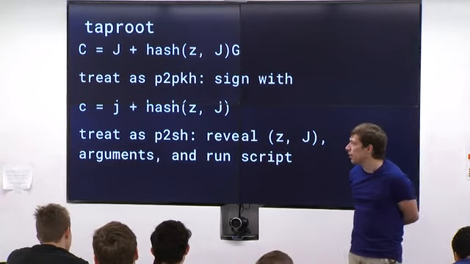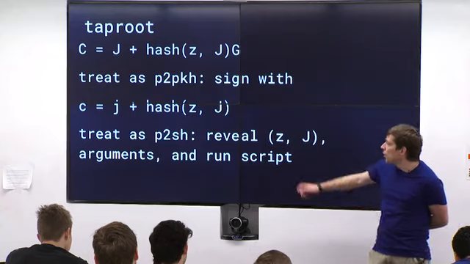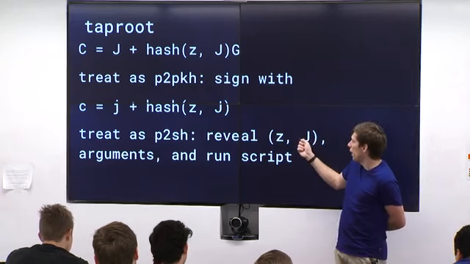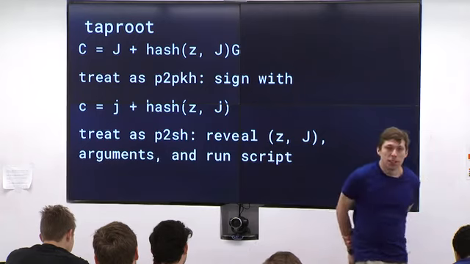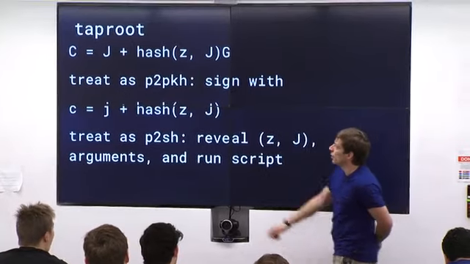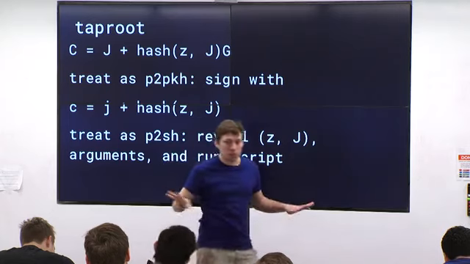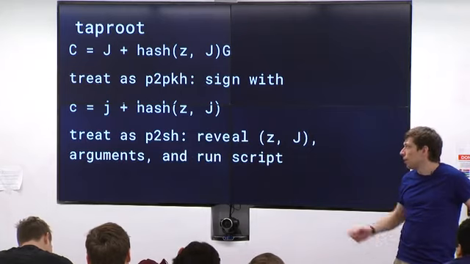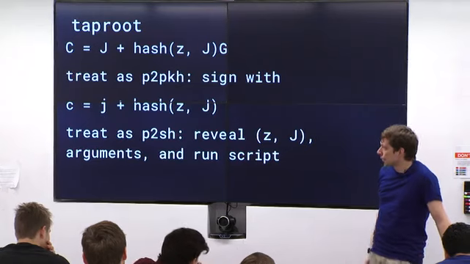Nobody has to know that I did this. However, if I want to make it into a pay to script hash, I reveal the script Z and the pub key J, and then I put some arguments on and then run the script. So if I don't want to show that there was a script, I don't have to. I just sign with the private key, and nobody knows that there was a script at all. And maybe if everyone's using this, 80% of the time, that's what happens. Maybe there was a script in there, maybe there wasn't, can't tell.